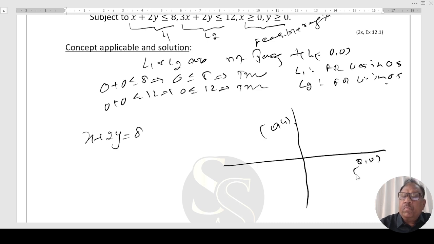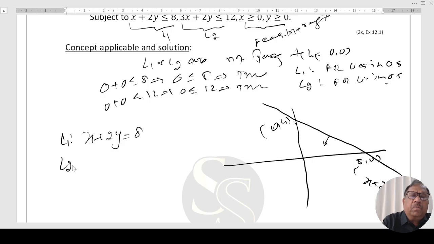8, 0. इसको लाइन को प्लॉट कर दिया हमने. इस लाइन को मार्क कर दिया यहाँ पे. x plus 2y equal to 8. This line is true, so we have to identify origin side. Second line is line 1, line 2. Second line is 3x plus 2y equal to 12.